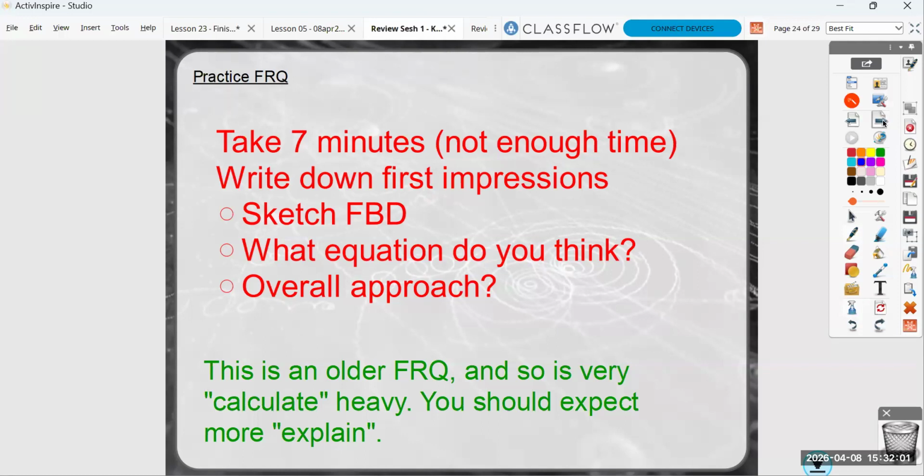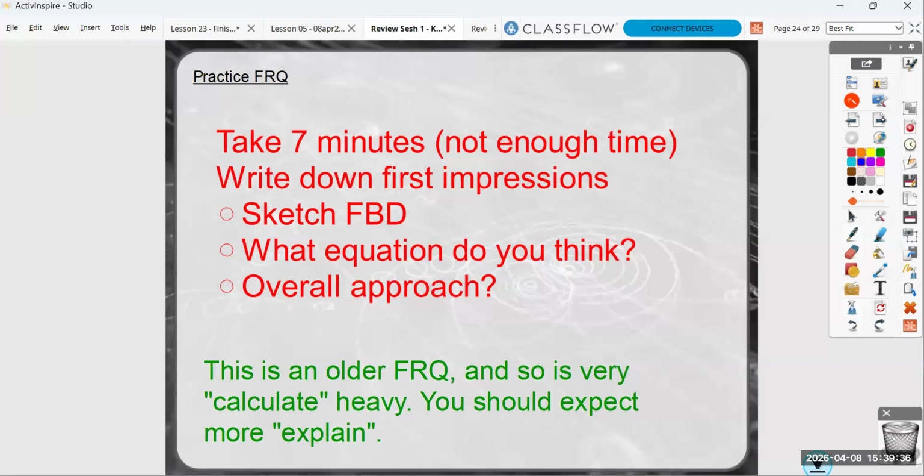Sketch the free body diagram. And then you can talk amongst yourselves if you want. How would you approach this? With the caveat, of course, that we're reviewing forces and kinematics, what kinds of equations are you thinking of? Write down the equations you're thinking of. Write down what you think your overall approach would be. So, we're gonna put 7 minutes on here, and I will see those of you watching the video in part B.